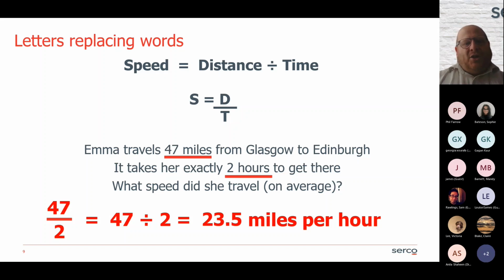So using the equation at the top, we want to work out what speed she traveled. So we're working out speed, and we know that speed is distance divided by time, or D over T. So either in your head, on paper, or on a calculator, can you work out what her speed on average was? And just put your answer in the chat if you can.